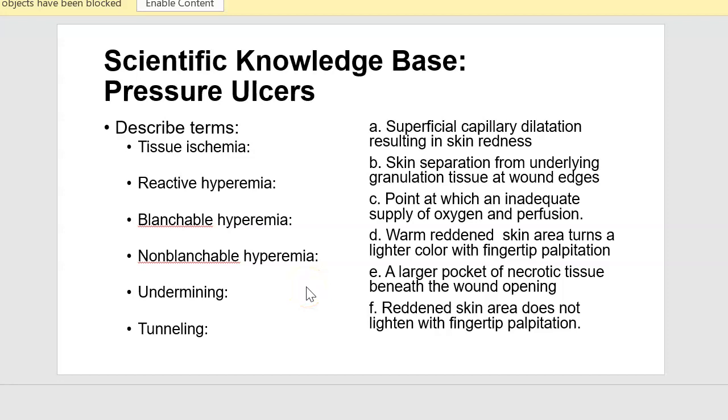Okay, I think I may have misspoken here, and so I want to make sure that I say this correctly. If I misspoke, I apologize. But blanchable hyperemia is when the reddened skin area turns a lighter color with fingertip application. So if you press onto your skin with your finger, it will usually turn white or a lighter color when you do that. If you have non-blanchable hyperemia, that's when the redness stays. It doesn't turn white when you press onto it. So that tells us that there's some redness under that skin.